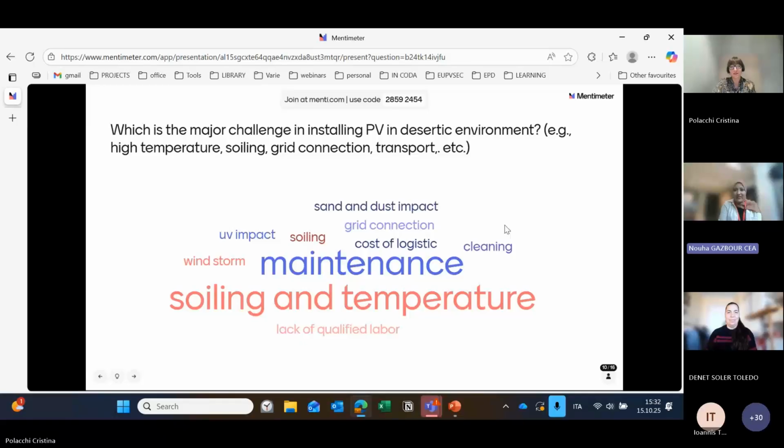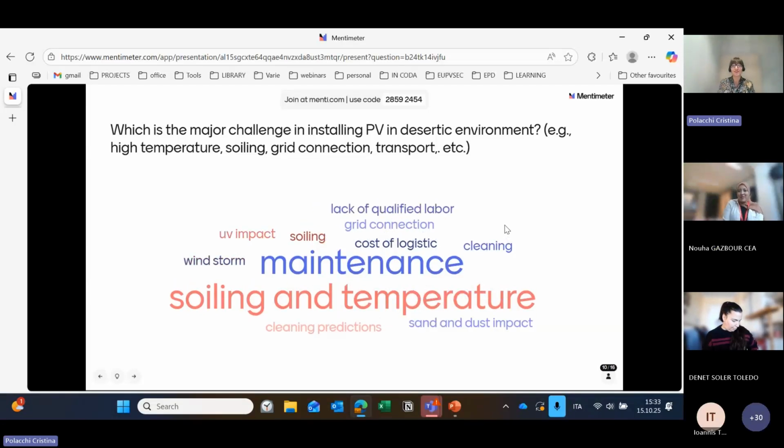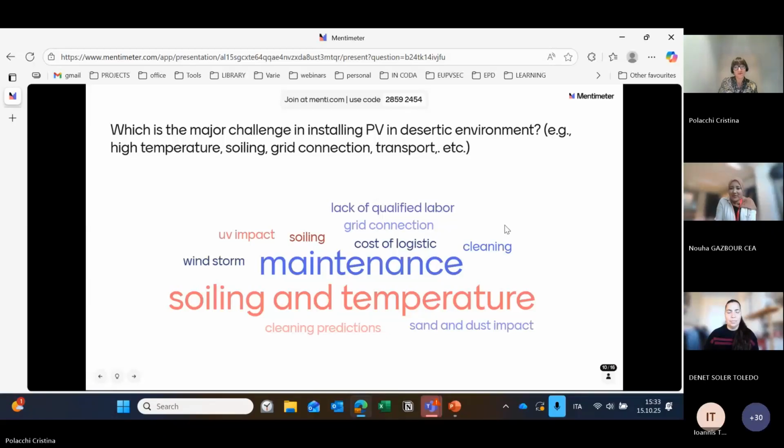Windstorm. Then also every desert is different. So yeah, exactly. It's a bit tricky as well to have this kind of generic question, because every desert is different. Windstorm, yeah. Interesting. Yeah, I think even in this case the answers are more or less aligned.